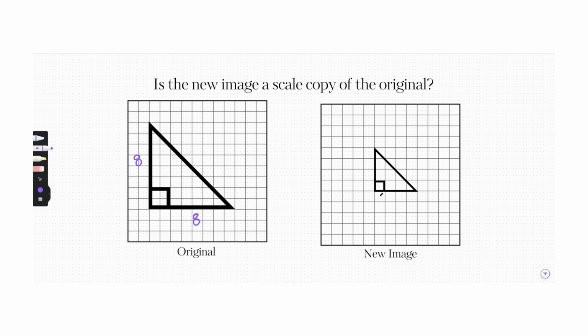Now this one over here, the base is 1, 2, 3, 4, and the height is also 1, 2, 3, and 4. So notice, to go from 8 to 4, we divided by 2. And to go from this 8 to 4, we also divide by 2. So because we divide by 2 for both dimensions, it's a scaled copy.